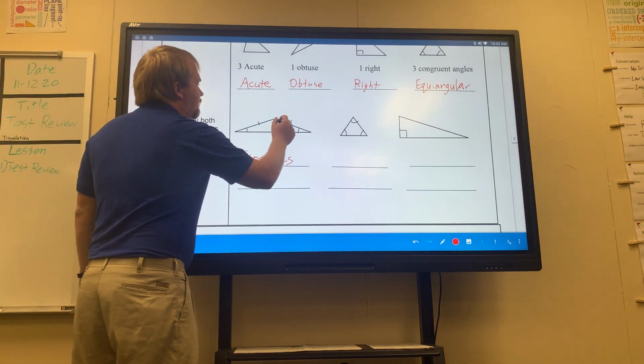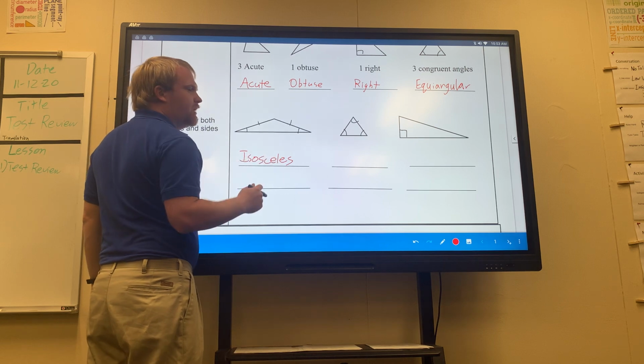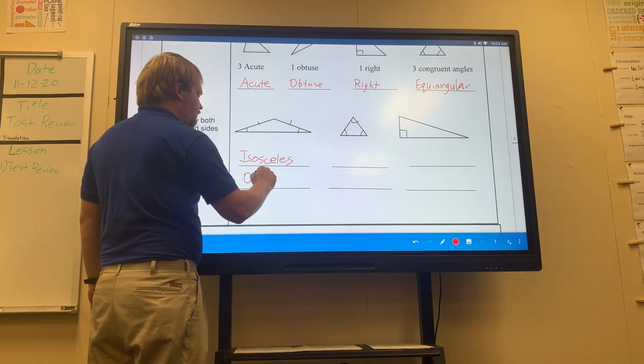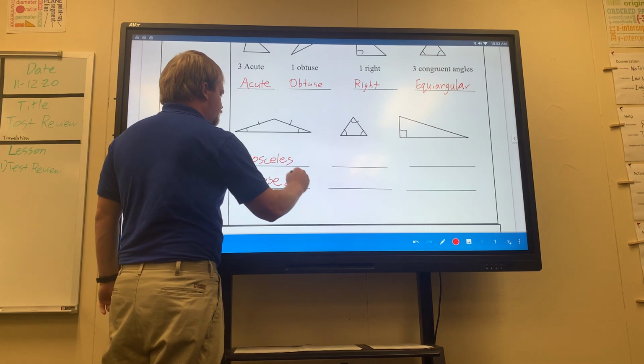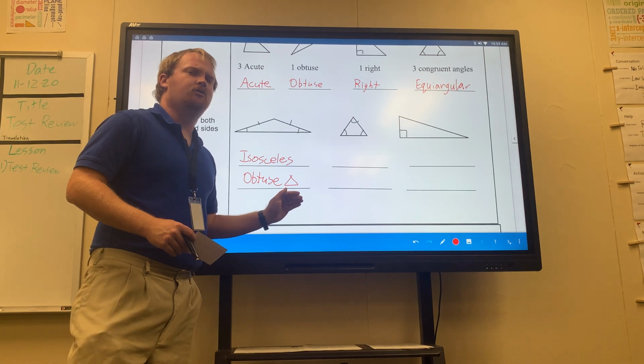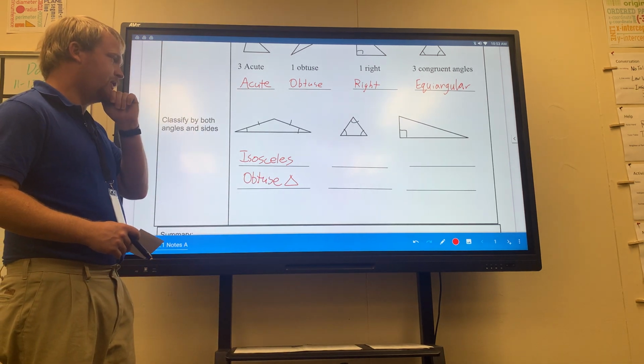However, this is obtuse. This is quite a big angle. So it's obtuse, so I have an obtuse triangle. So I have an isosceles obtuse triangle for the first one.